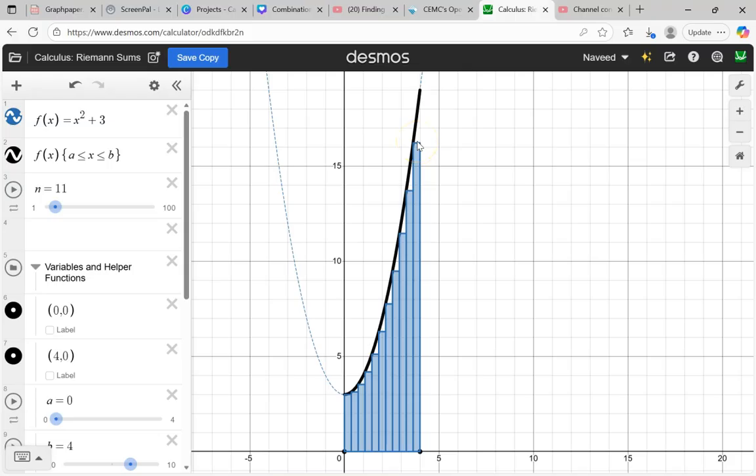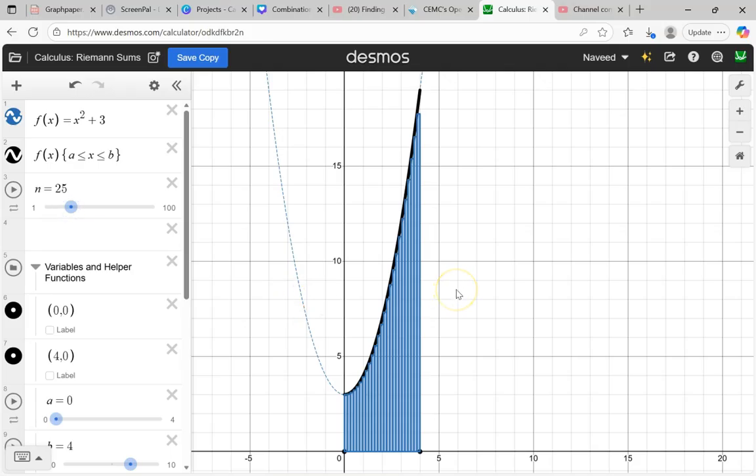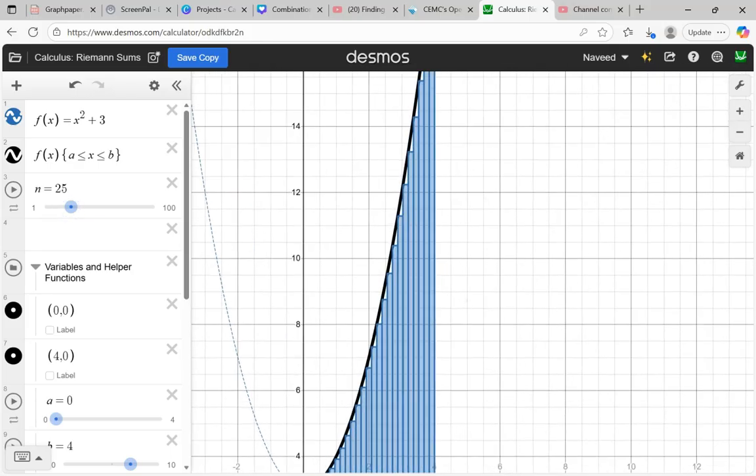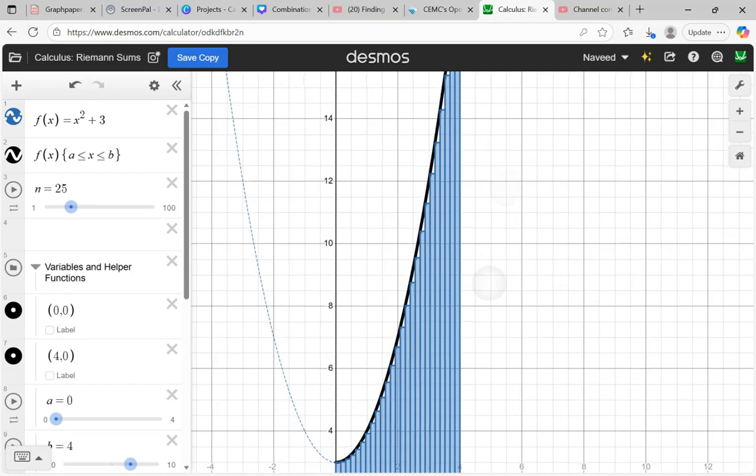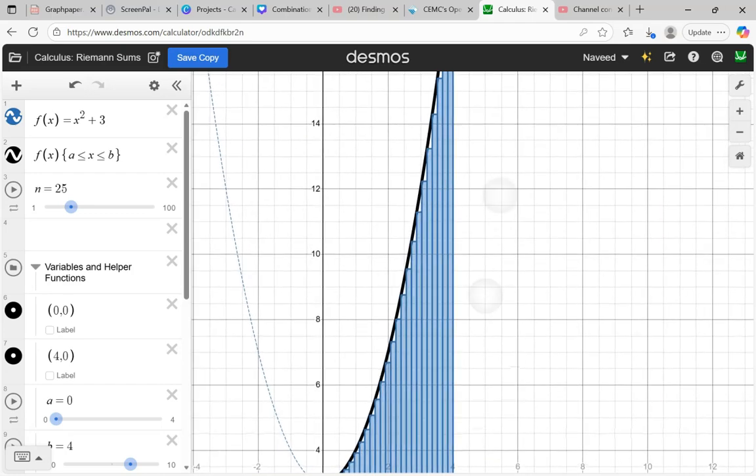That means it's covering almost every area under the curve. Now, this is just 11. Look what happens if I change it to 20, 21. Now, if I hit it more and more, if I zoom in, you may see there's still some gaps between the graph and the rectangles.